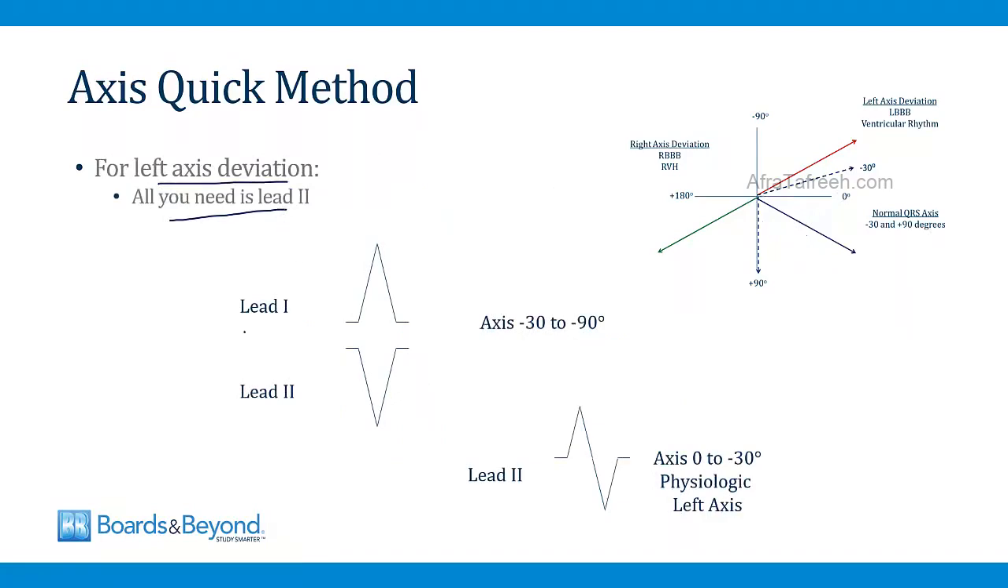In left axis deviation, lead 1 will be positive as in the normal case, but lead 2 will be negative. Anytime you see this, this means the axis is somewhere from minus 30 to minus 90, up in this quadrant here. That's a left axis deviation.